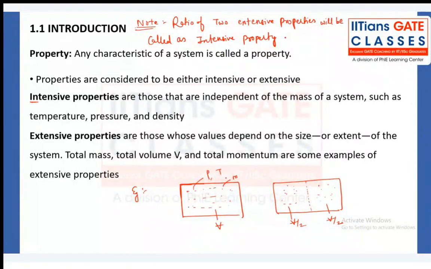Let's say we have the mass of the system m, but after that the mass of the system is m by 2. The mass is getting reduced by half, but still the pressure and temperature of the room will remain the same. You cannot change the pressure and temperature of this atmospheric air in the room. Are you getting my point? So pressure, temperature, and density.